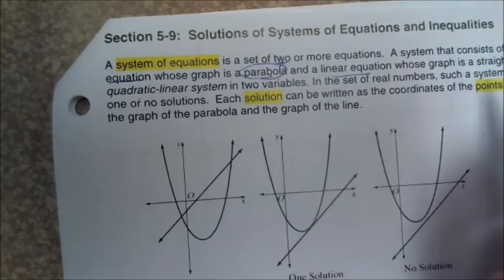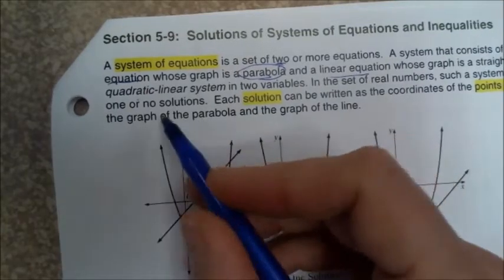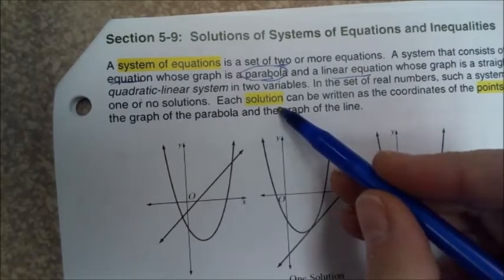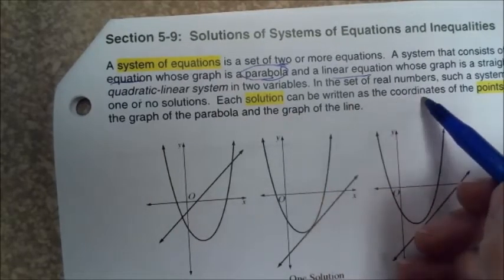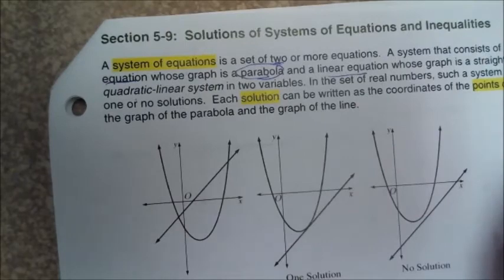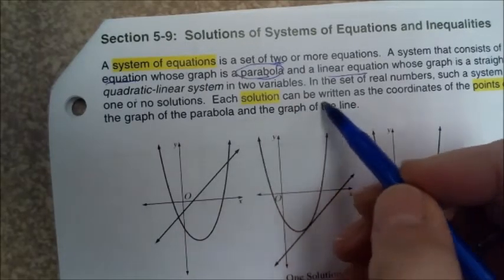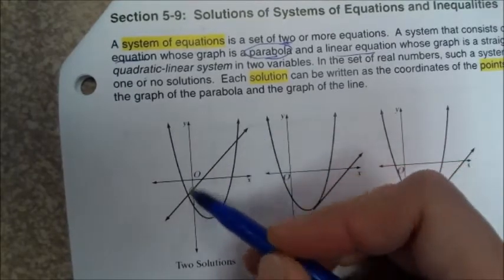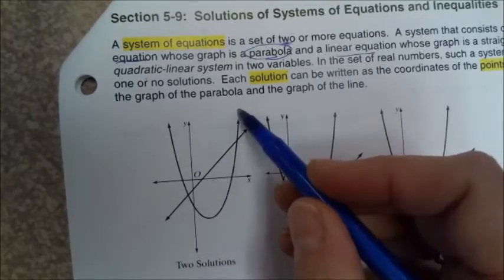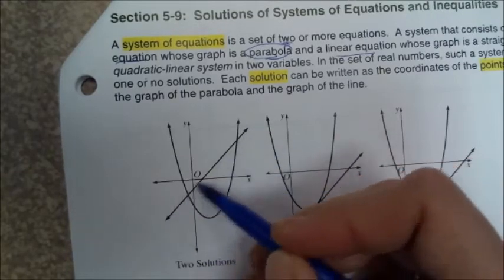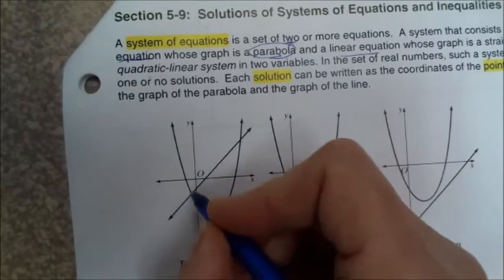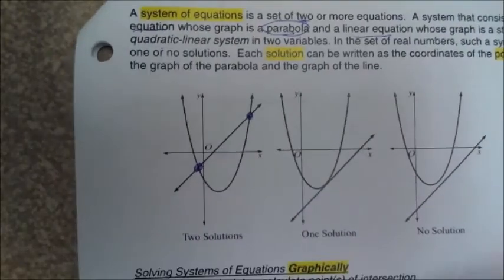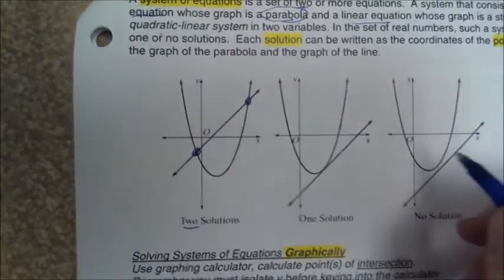In the set of real numbers, a system may have two solutions, one solution, or no solutions. And each solution is going to be written as the coordinates of the points of intersection of the graph of the parabola and the graph of the line. So if you look at this picture, we have a quadratic equation that has been graphed as a parabola. We have a linear equation that's been graphed as a straight line, and the solution is where they intersect. So we would just darken the two areas where they intersect, and that has two solutions, those 2 points.